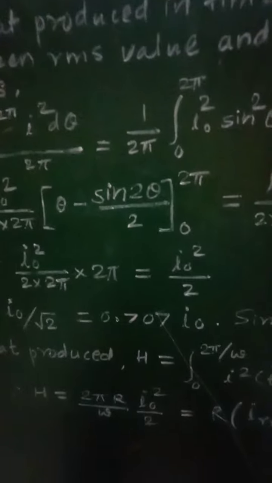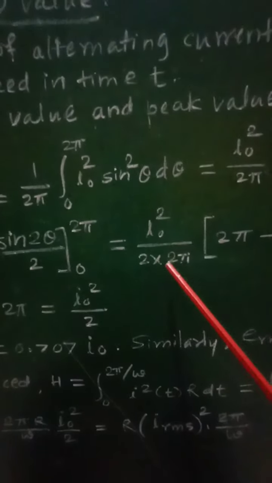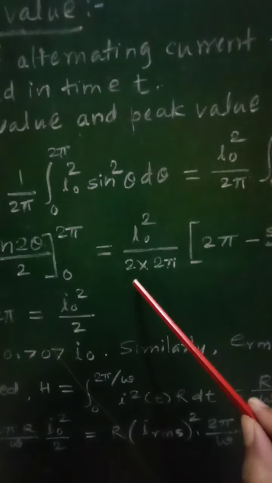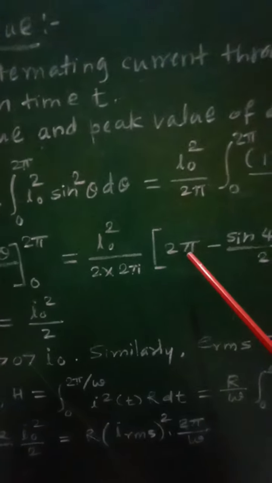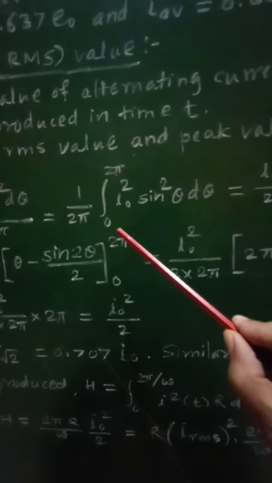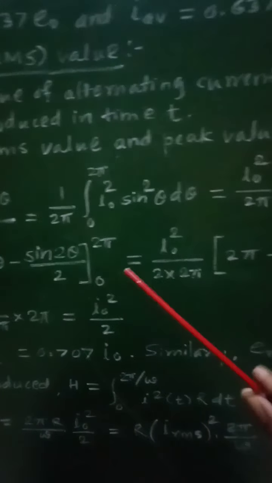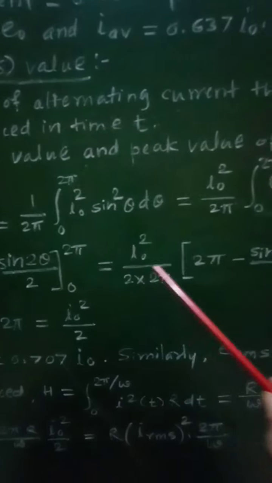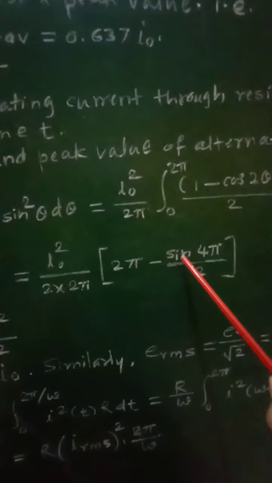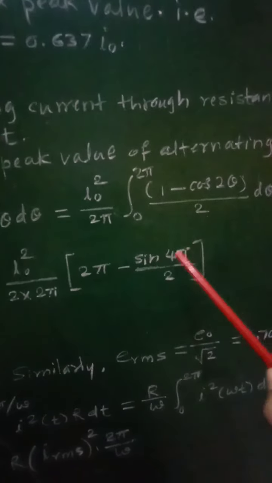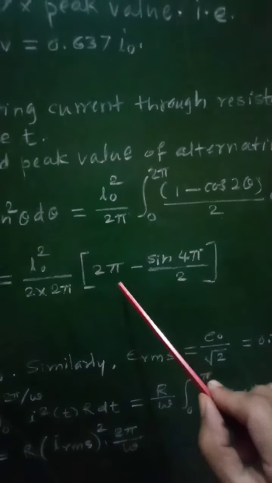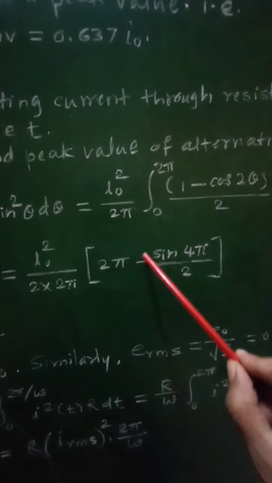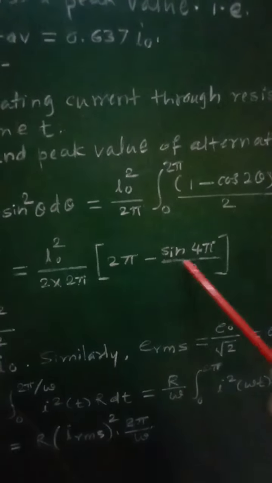Then this will be written as I0 square upon 2 into 2 pi. Putting the upper limit and lower limit, the lower limit is already 0, so it is not necessary to put it. Therefore it will be 2 pi minus sin 2 into 2 pi, that is sin 4 pi by 2. This term will become 0, since sin 4 pi is equal to 0.